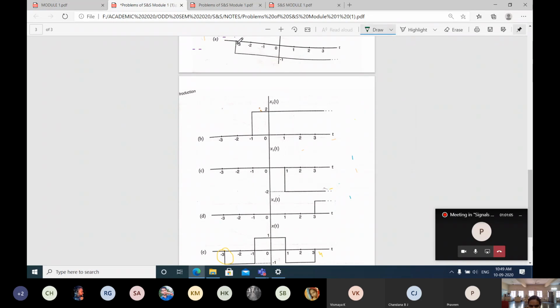From -3, here -3, here -3, here -3. Is there any signal of x2, x3 and x4? Here is also 0, here is also 0, here also 0. But here we have a signal, that is 1. What is the amplitude here?